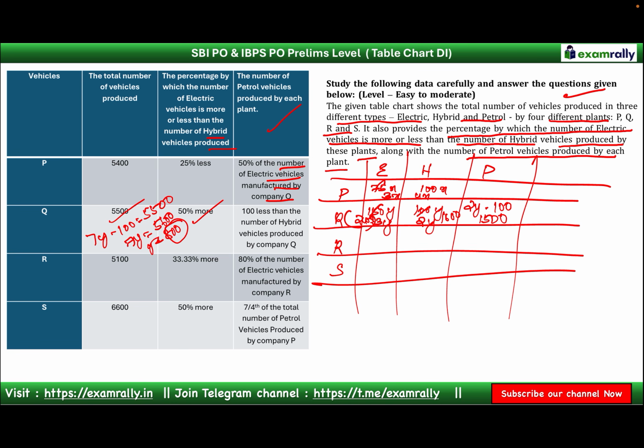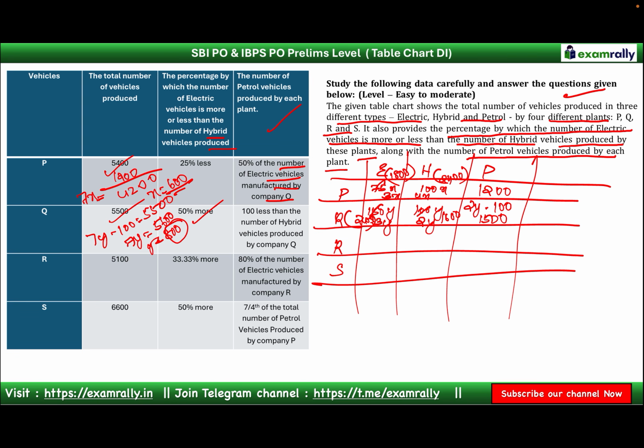Now we got the electric vehicles as 2400. So we can get the petrol vehicles of P, 50% of electric vehicles produced, which will be equal to what? 1200. So the total of P is 1200 for petrol. If you deduct 1200 from this, we will get the sum of electric and hybrid. How much is it? 4200. So 3x plus 4x equal to 4200, that is 7x equal to 4200. The x value will be equal to 600. If x is equal to 600, 4x will be equal to 2400 and 3x will be equal to 1800. So we got all the values of P and Q.